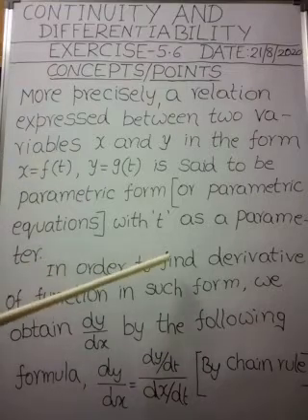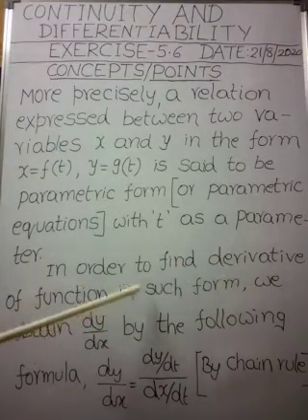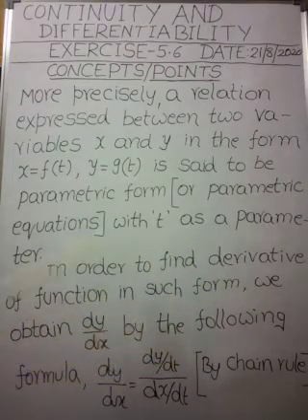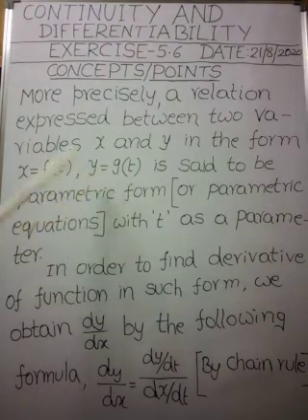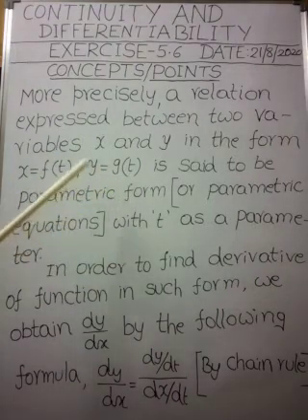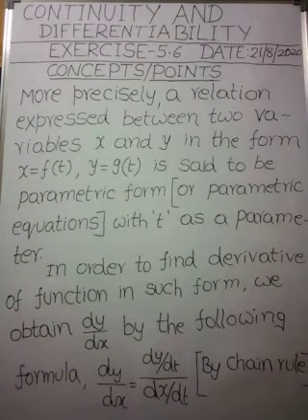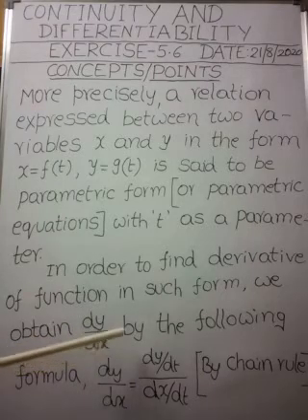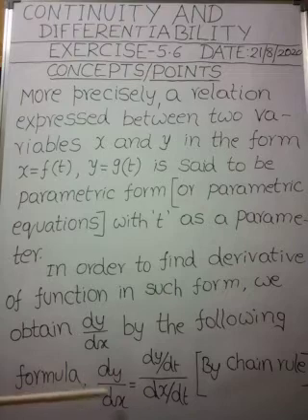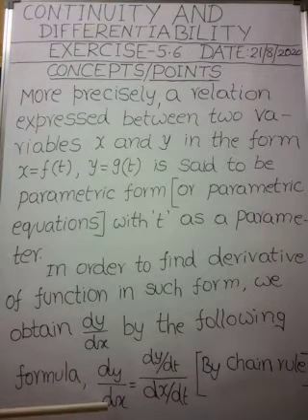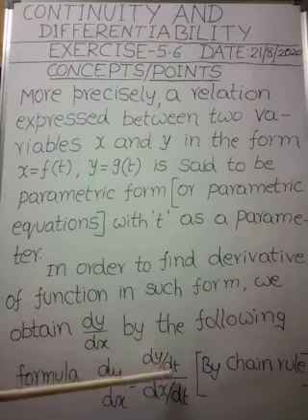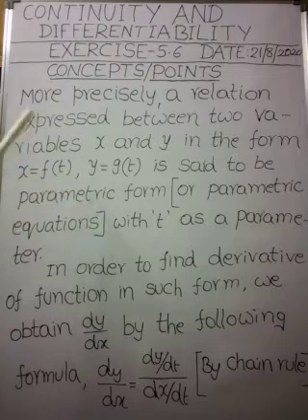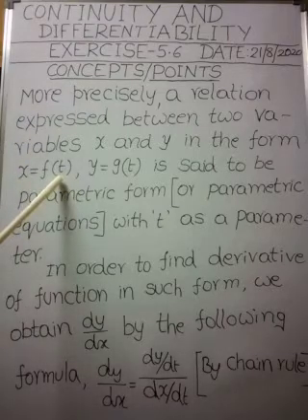Right. In order to find the derivative of a function in such a form, if you want to find dy by dx, they will give parametric equations like this. In such a case, we get dy by dx by the following formula. We use this formula to find dy by dx. dy by dx is equal to dy by dt divided by dx by dt, because here x is defined as a function of t.